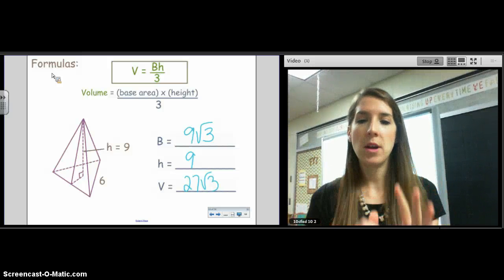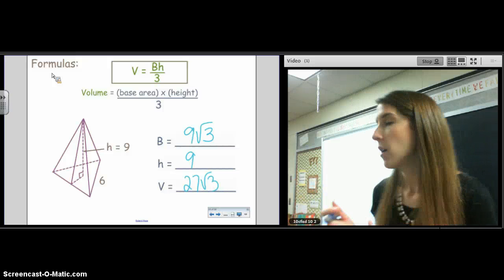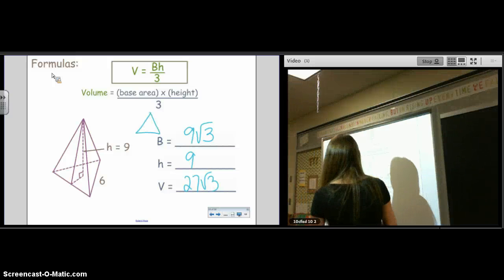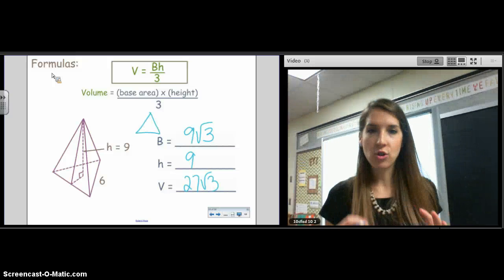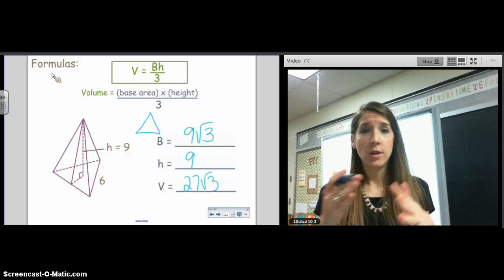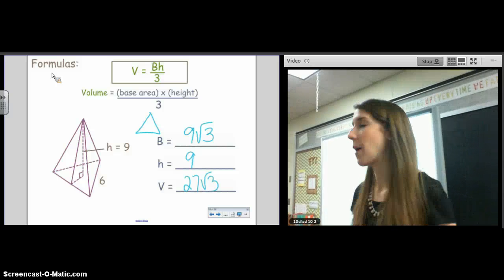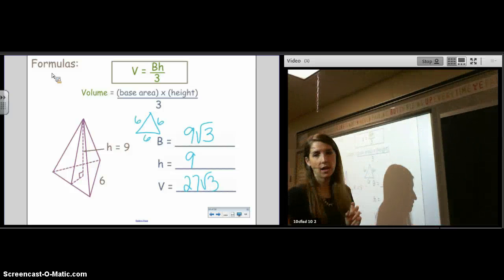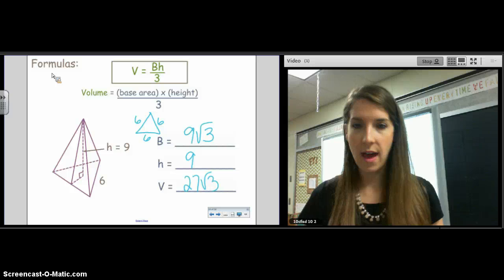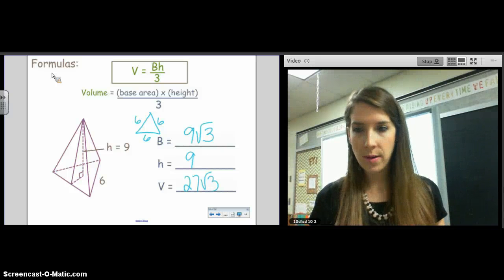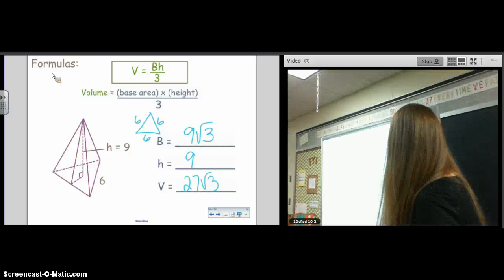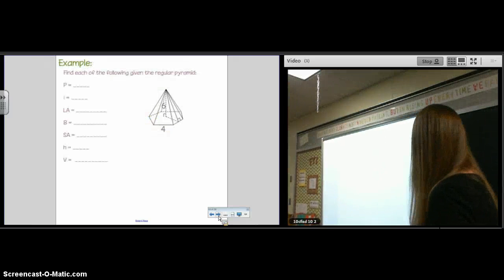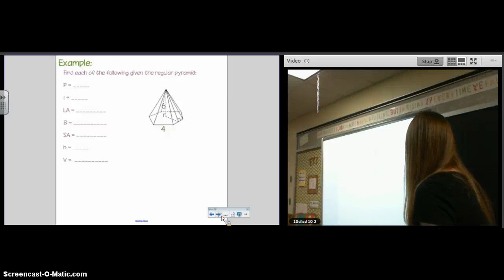When you have pyramids, when you have any shape, rather, sometimes it helps, when you're finding capital B, to redraw the base staring at you. Don't redraw the whole solid, just redraw the base. This is an equilateral triangle with sides of 6. And then you can find the area of that however you would like. If you're having trouble with capital B, redraw the base facing you. So there's our formulas, which are on your formula chart.